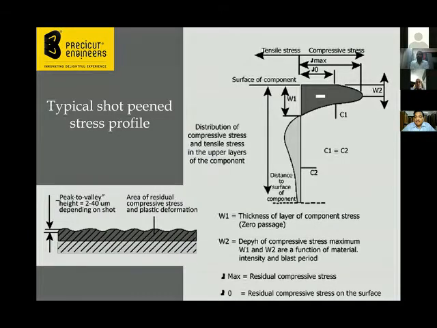So this again is a typical stress profile curve which we had discussed earlier. I won't go into the depth, but this is what we have to achieve, a sort of profile, and the values of the stresses that are required to be generated will depend again on the customer standards, whatever is required by them.